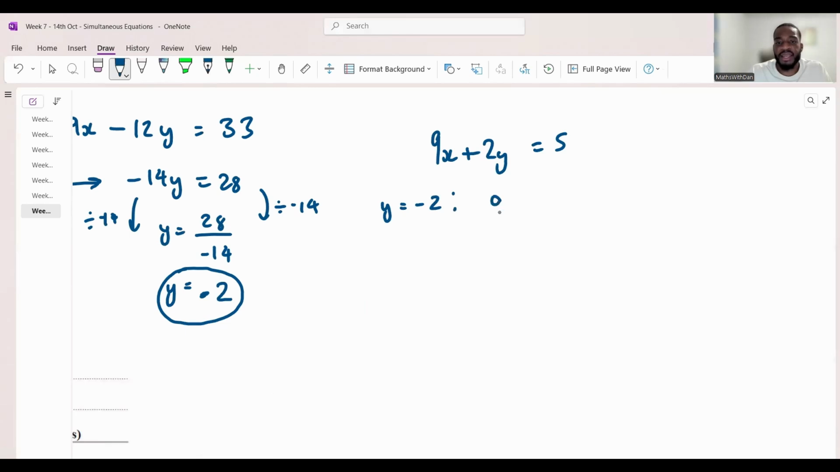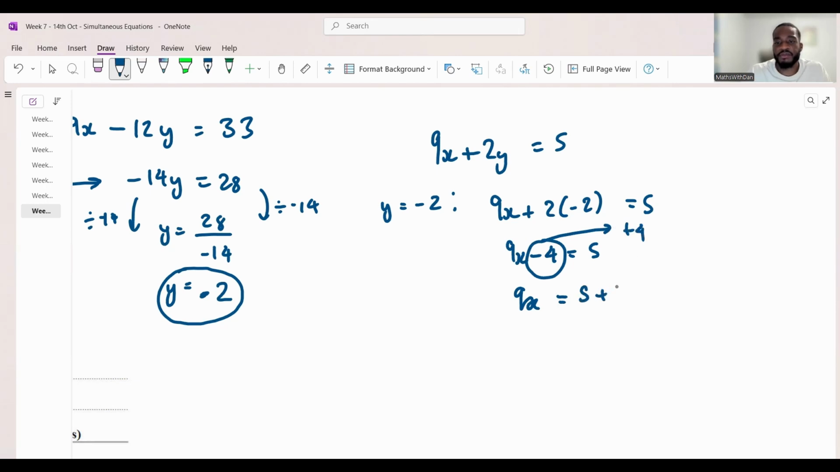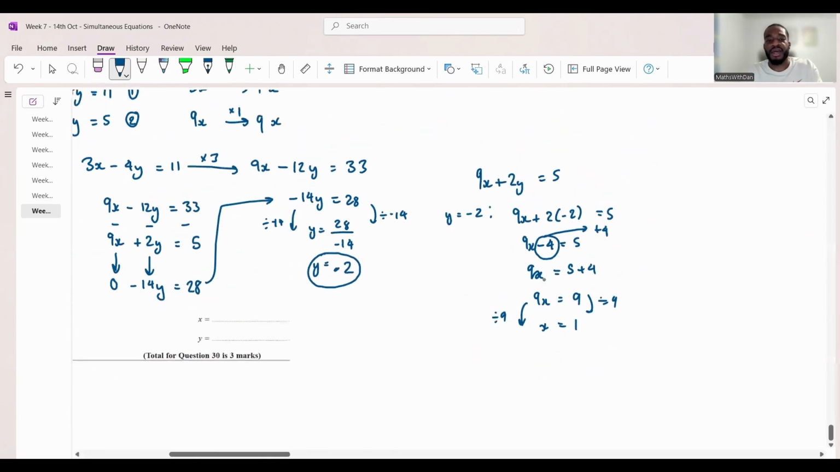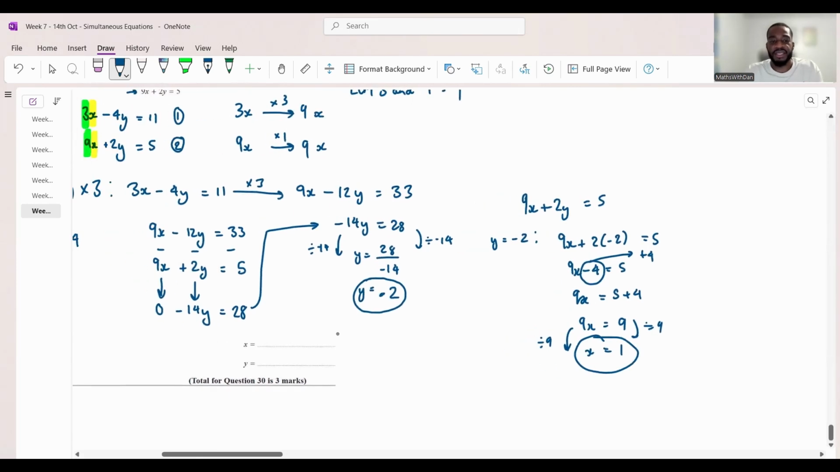So if I substitute that in, it's going to be 9x plus 2 lots of minus 2 is equal to 5. 9x, 2 times minus 2 is minus 4. That's equal to 5. That means that 9x is going to equal, remember, we're going to move this over there by adding on. So 9x is going to equal 5 plus 4. 5 plus 4 is equal to 9. So to get x now, we just divide through by that 9. 9 divided by 9 is 1. So therefore, x is equal to 1. And that means that your final answer is x equals 1 and y equals minus 2.